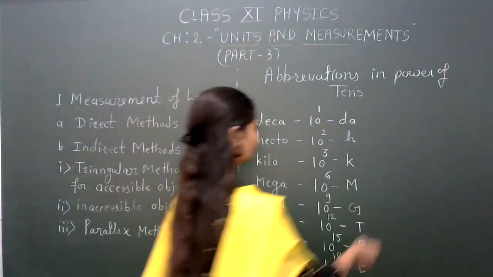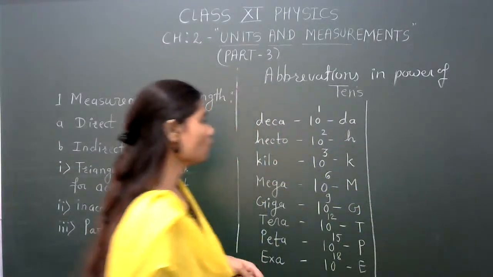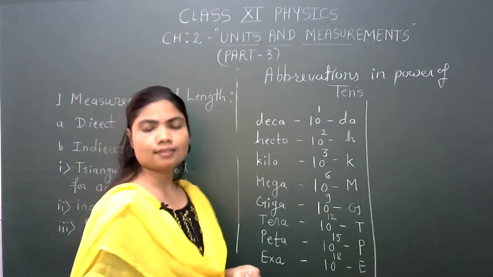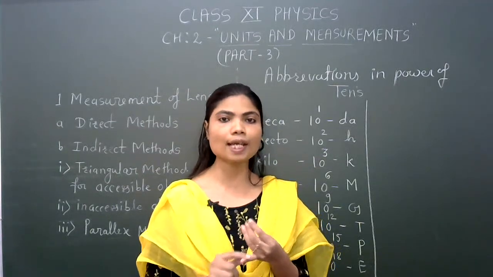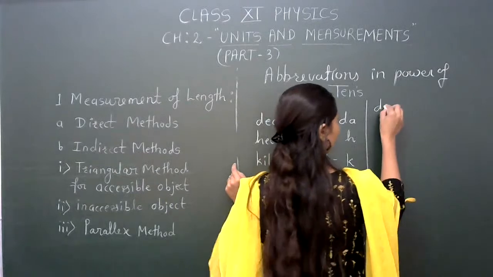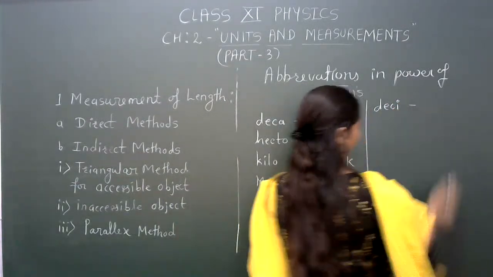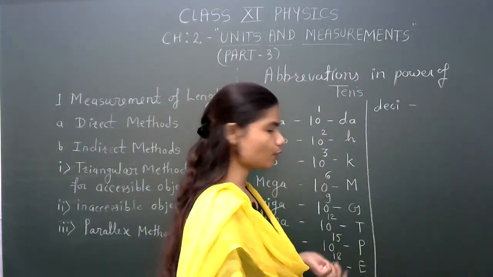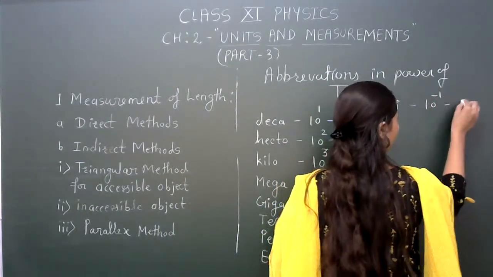So first we have gone through the positive terms. Now the same thing can be written in terms of negative powers, but of course their symbol and their name will both be changed. First we will say deci. It's like a fancy name, so you will easily learn it. Deci, 10 to the power minus 1, small d.